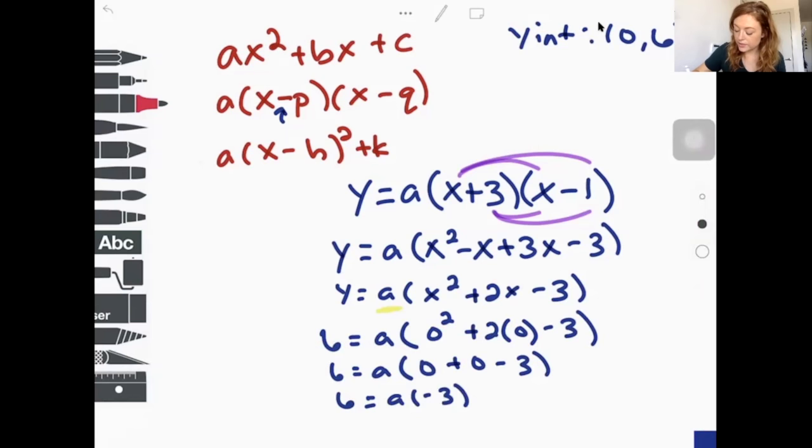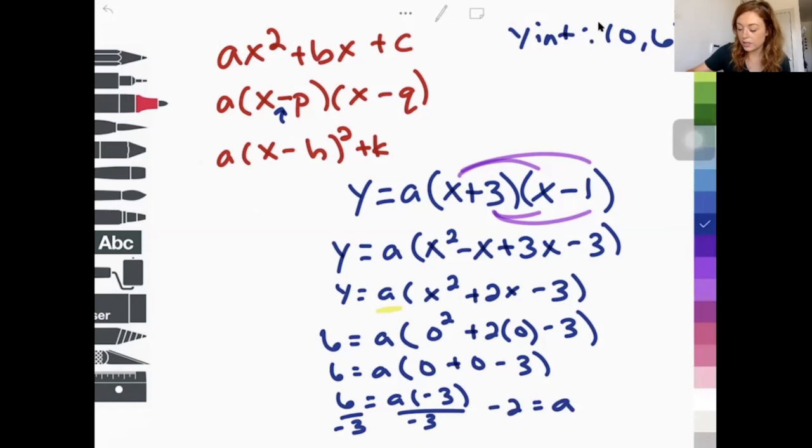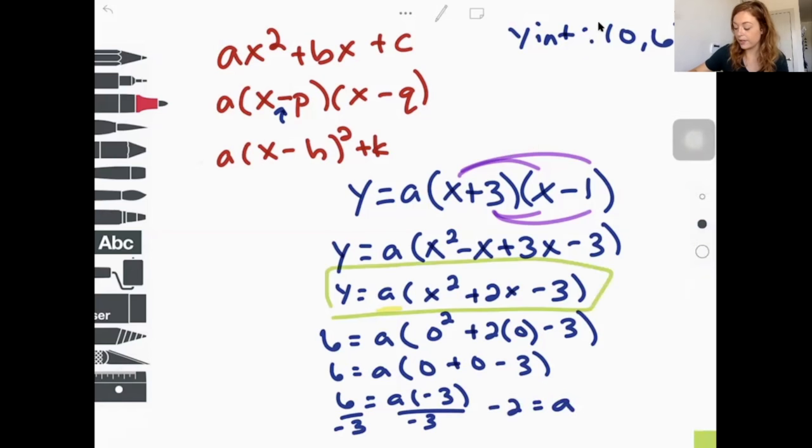And so now I need to divide to get my a. So 6 divided by -3 is -2, so a is -2. Then I'm going to take this and substitute it into this equation, this part right here, and then I'm going to simplify it.